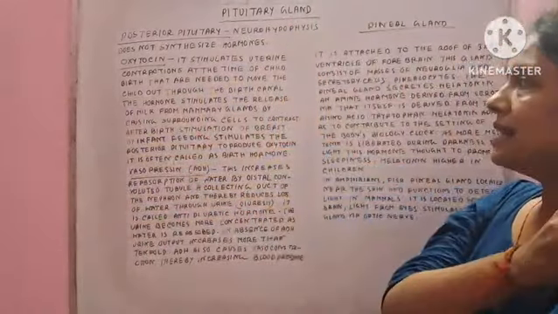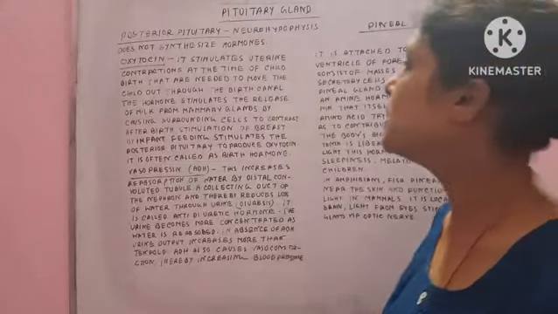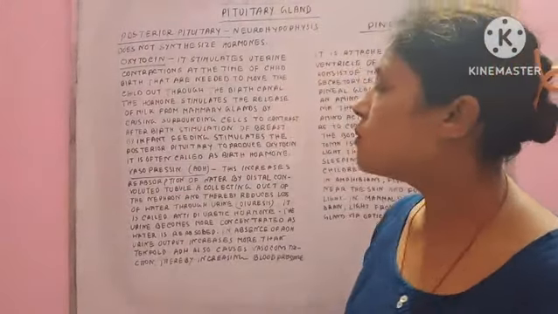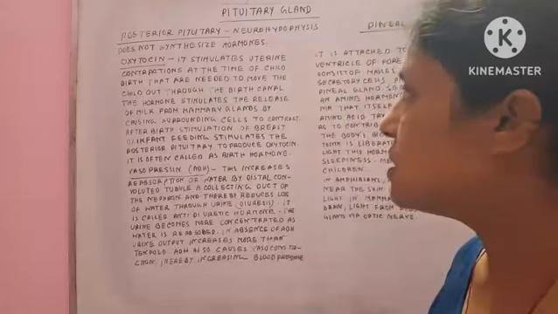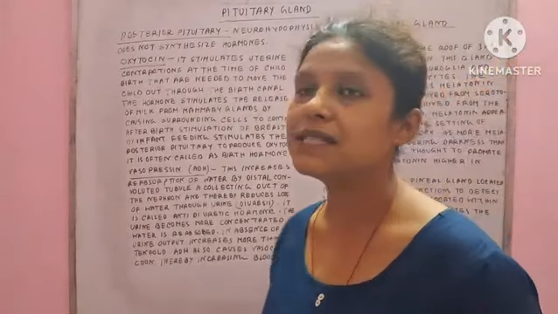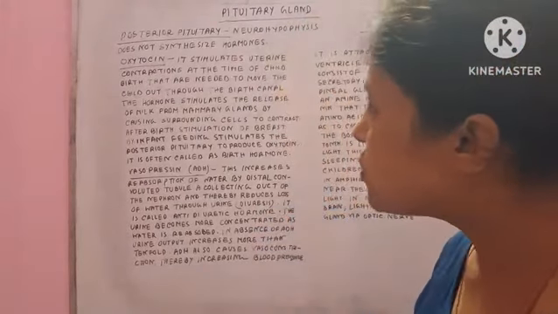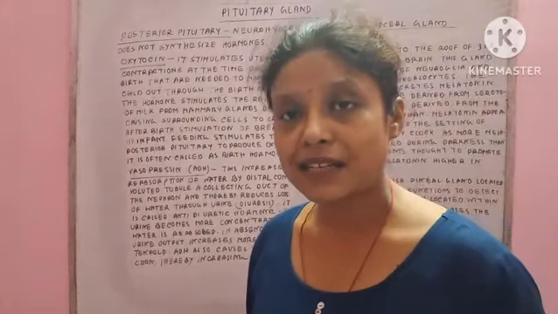This is the second part of the pituitary gland. This is the posterior pituitary gland, and here the two hormones mainly secreted are oxytocin and vasopressin. The role of oxytocin: generally two functions occur through oxytocin. It helps in baby birth and also helps in the lactation process.